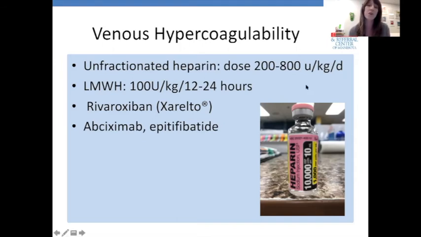And then we've got these other drugs on the horizon too. I know our cardiologist has used rivaroxaban before for HCM cats, and there are other drugs available as well. I've never used abciximab or eptifibatide, but they're so easy to say. Anyway.